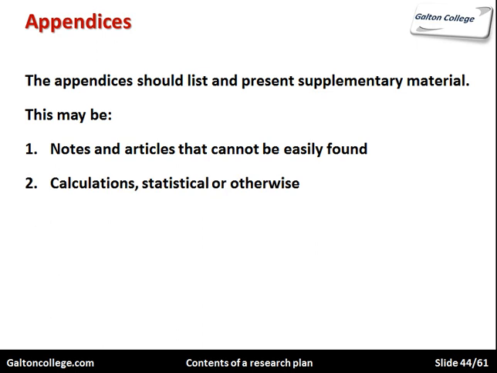The appendices may also include calculations and statistical material, perhaps tables and statistical manipulations and so on. So it would not be appropriate perhaps to include it in the main body. It would clutter the main argument. So put it into the appendix, number it, and make reference to it in the main body of the report.